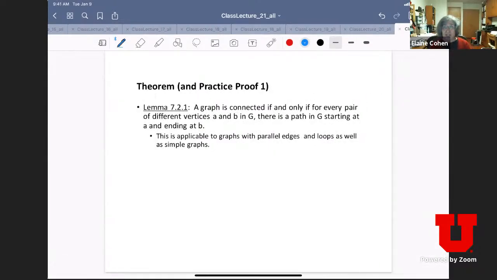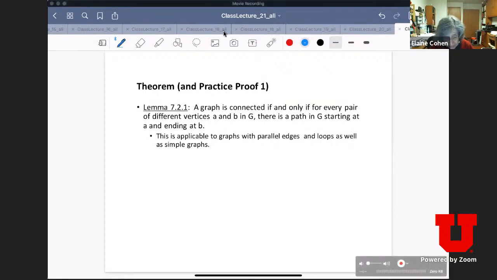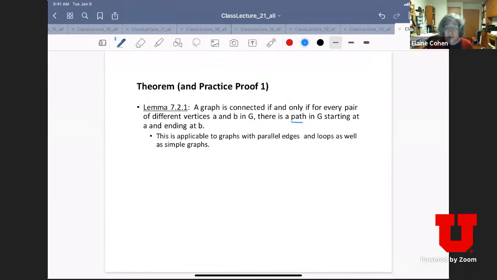The new material starts with what we ended last time, namely a graph is connected if and only if for every pair of different vertices A and B, there's a path in G starting at A and ending at B. Notice the definition of connected said there is a walk between the two. A walk can have repeated vertices. A path cannot. So this is applicable to graphs with parallel edges and loops as well as simple graphs.